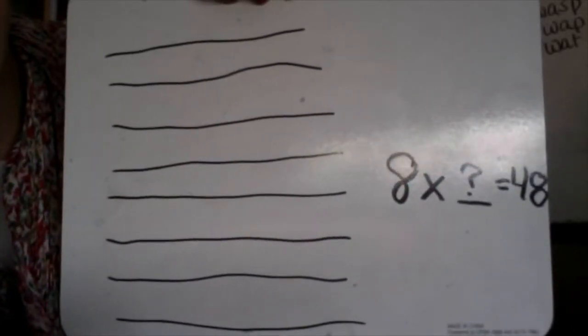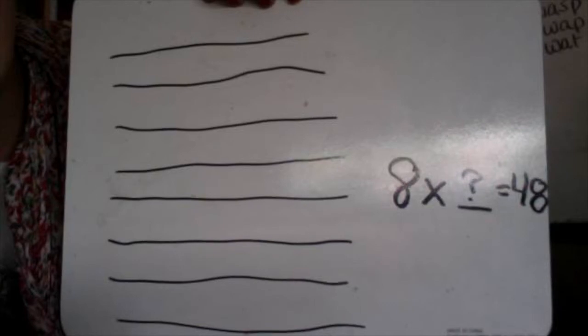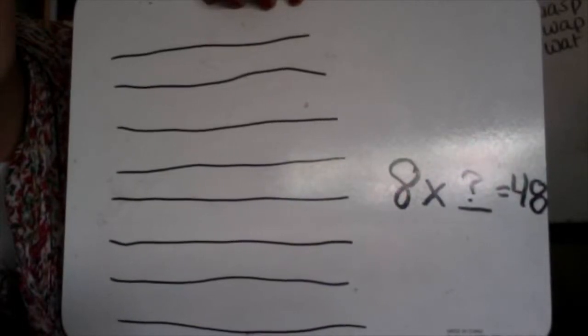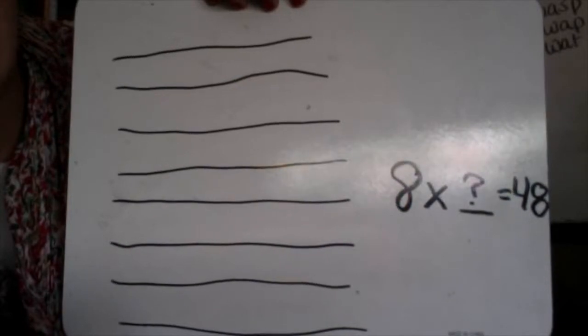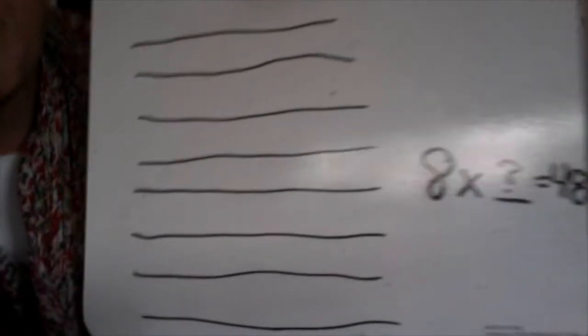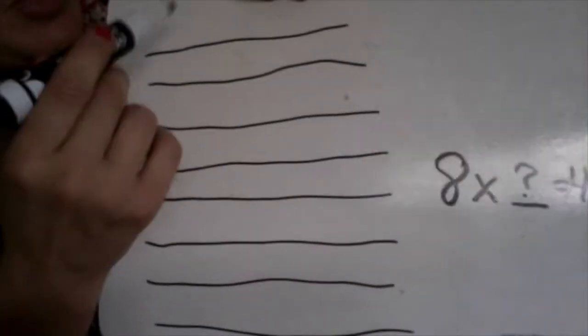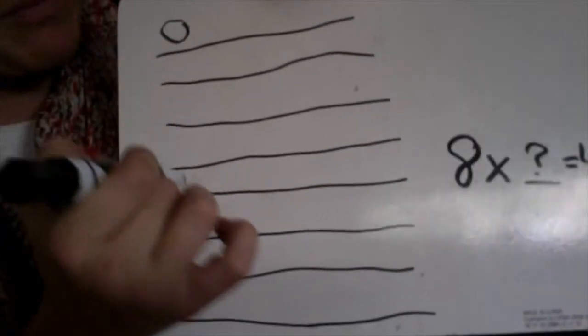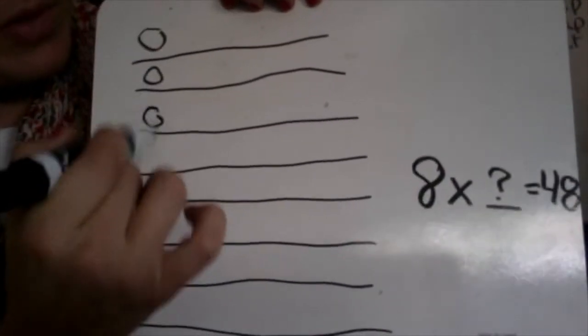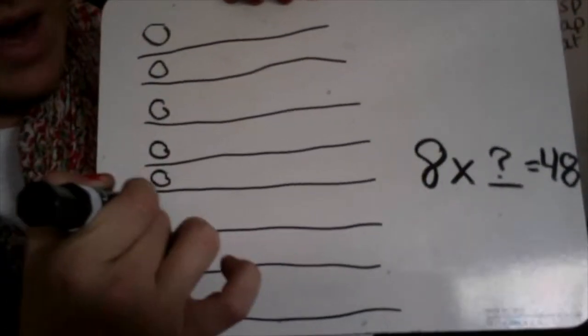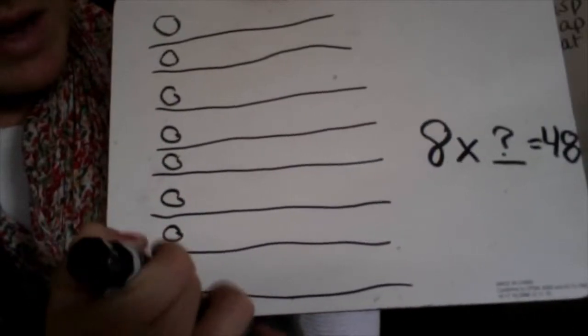So what I'm going to do is place 1 circle in each row until I count to 48 total. Do that with me. We're going to start in our first row. I want you to put 1. And we're going to put 1 in each row going down until we get to 48. Count with me. 1, 2, 3, 4, 5, 6, 7, 8. Back up to the top.